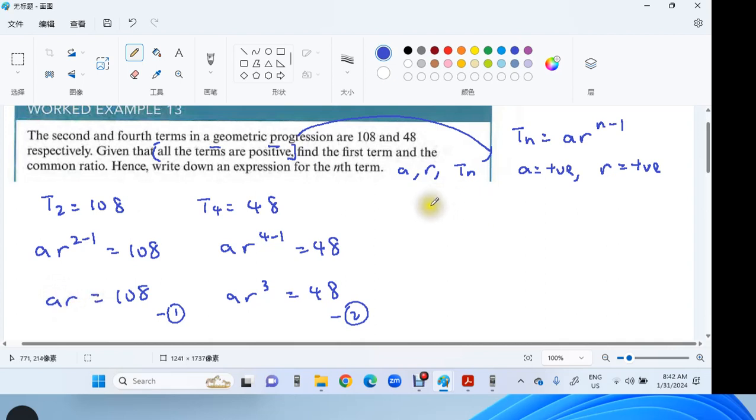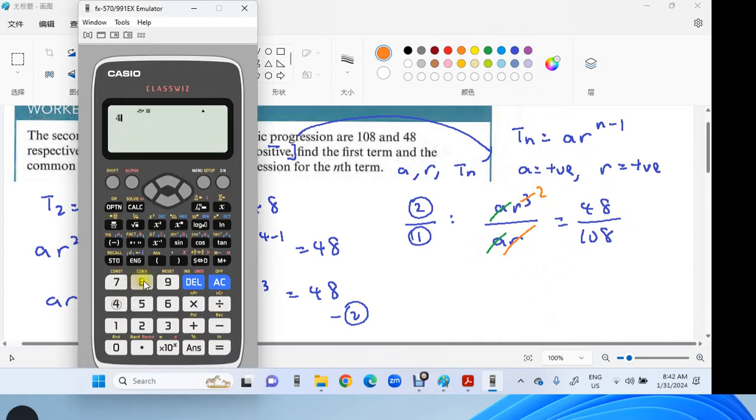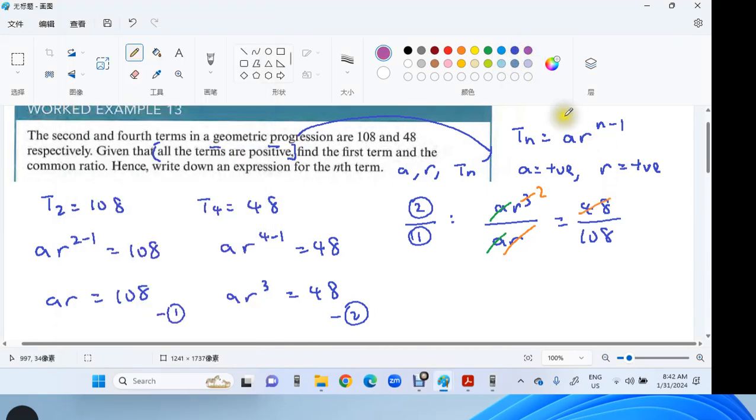What we can do is we just 2 divided by 1. So 2 divided by 1 is A cube divided by AR, 48 divided by 108. So the A here we can cancel. This one also we can cancel. So 48 divided by 108 will be 4 over 9.